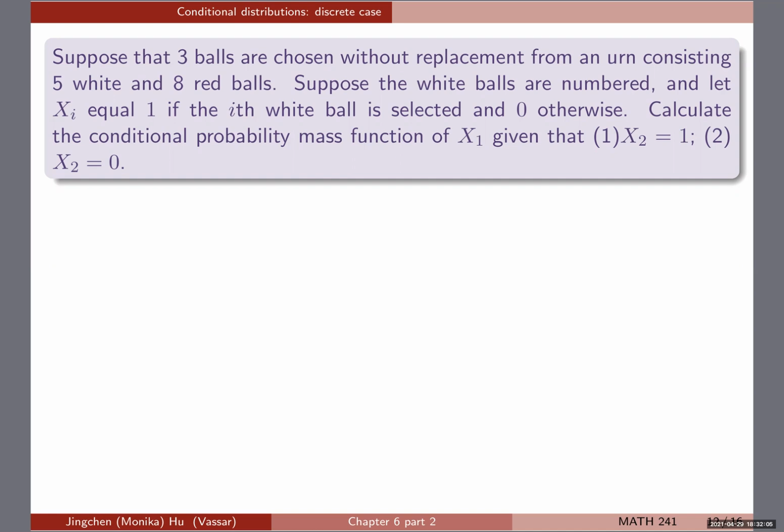Okay, so if you want, feel free to take a moment before you keep watching. It will be good for you to attempt it before looking at the solution.